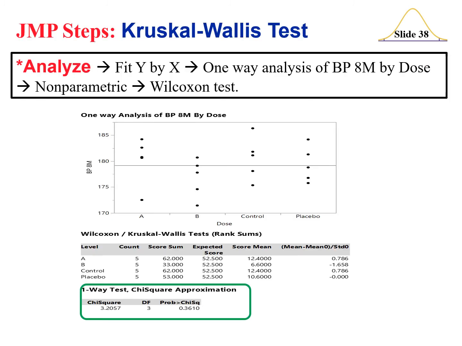Here is the outcome of the Kruskal-Wallis test using JMP software. Again, focusing on the last value, this is the p-value: 0.361. This is the p-value.